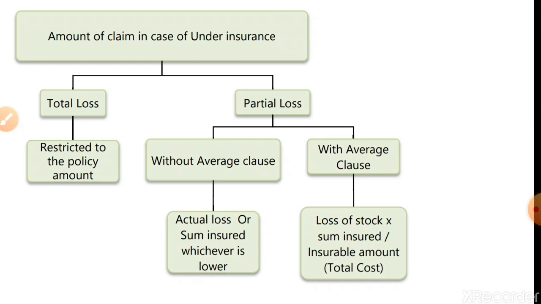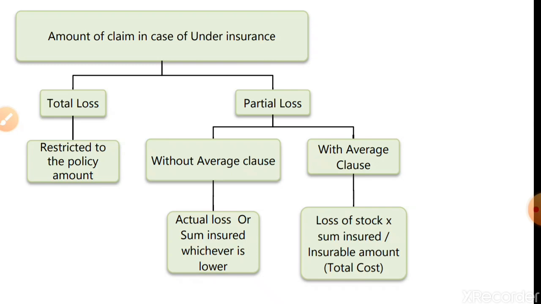With average clause, what will we do? When the average clause is applicable, that means both insured stock and uninsured stock are there at the premises. In such a case, we will segregate the loss for both the insured portion and the uninsured portion. Loss has occurred in both, and for the stock which is insured, you will get the claim. For the stock which is not insured, you will not get it.